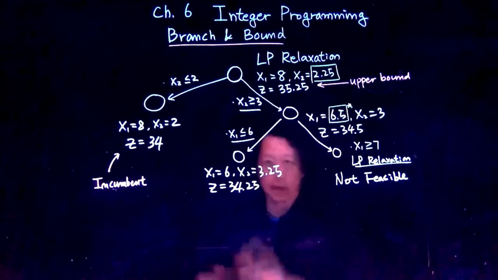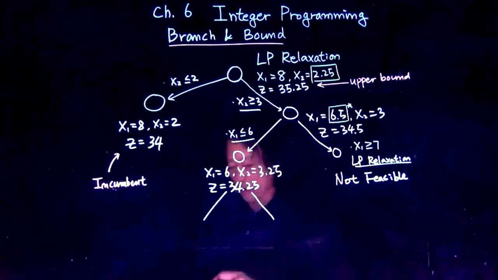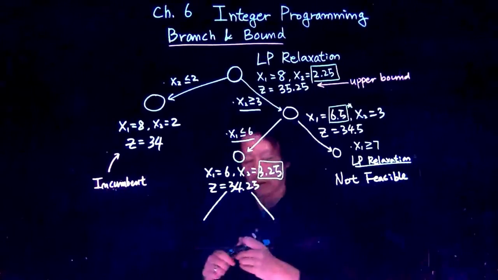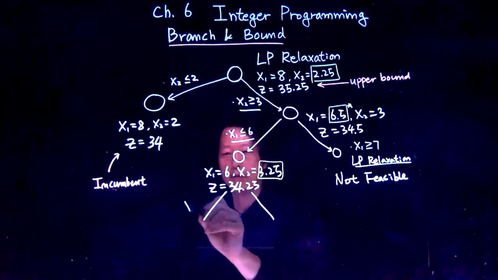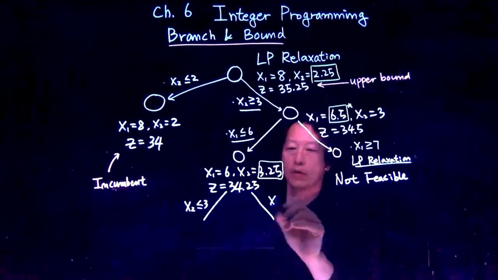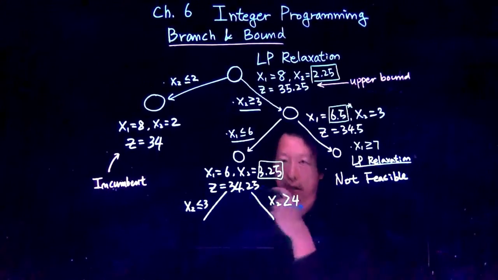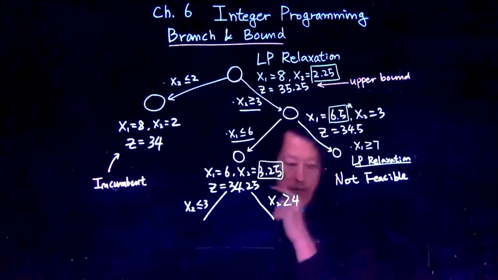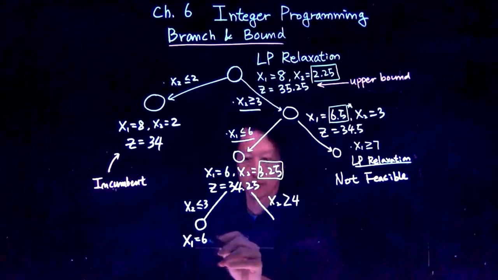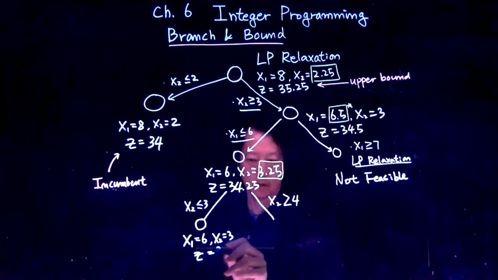Okay, I will branch out more here. Since now x1 has become an integer, but x2 becomes a non-integer again, I'm dividing it here: x2 should be smaller than or equal to 3, or x2 should be greater than or equal to 4. Again, we are not losing any integer values here. So we find the solution x1 is 6, x2 equals 3, and z is 33.